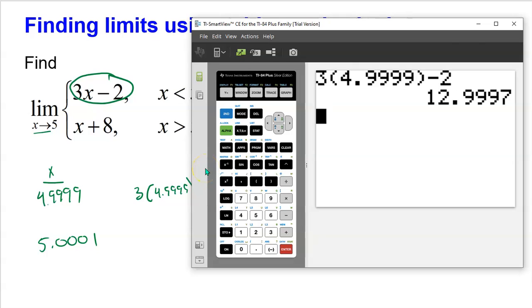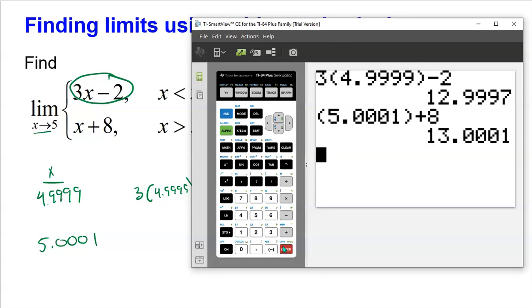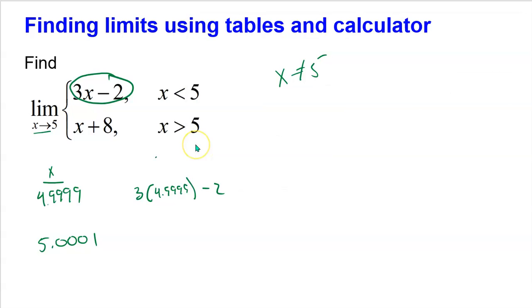All right, so now I've got to plug in 5.0001, but that's slightly greater than 5, so that would actually get plugged into x plus 8. So that's going to be 5.0001 plus 8. And whoa, that number's also really, really close to 13. So if I choose a number really close to 5 below it, I get something really close to 13. If I choose a number really, really close to 5 above it, I also get something really, really close to 13. So the answer to this problem is 13.